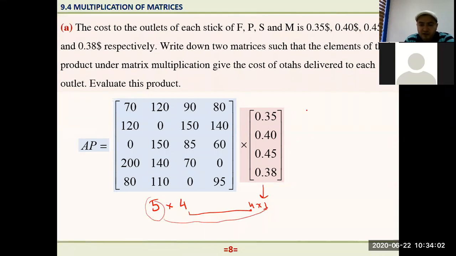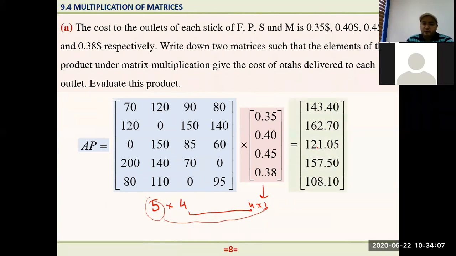So here I'm going to have 5 rows and 1 column, right? When you multiply this, I assume that you know how to multiply using a calculator. So 70 times this plus 120 times this plus 90 times this plus 80 times this, and it gives us this amount. That means that from outlet A, we need to collect this much at the end of the day, right? And in a similar way, if you multiply by the second row, third row, fourth row, and fifth row, we get the amounts that we have to collect from each outlet at the end of the day. Okay?